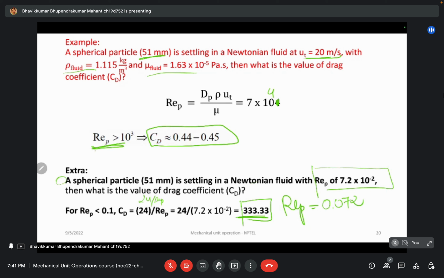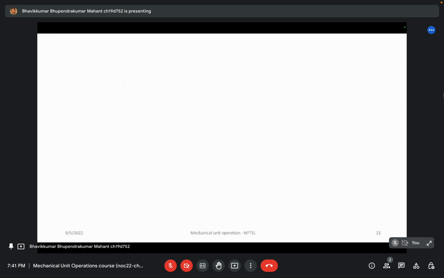This is how you can consider. First you need to always understand which flow regime it is according to the Reynolds number. So you need to find the Reynolds number value, and from that you can substitute the value in your equations for getting the drag coefficient or terminal velocity and everything. You need to understand the flow regime first.